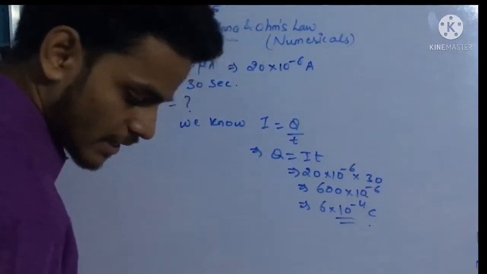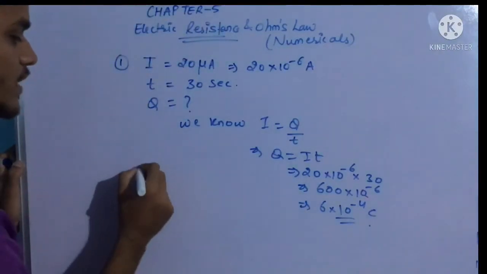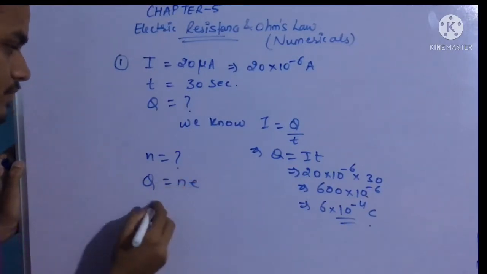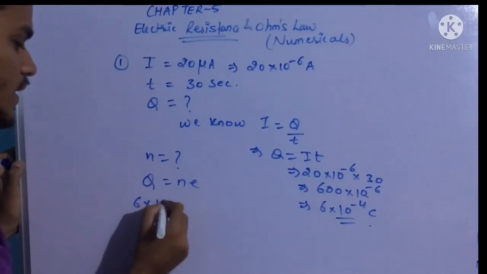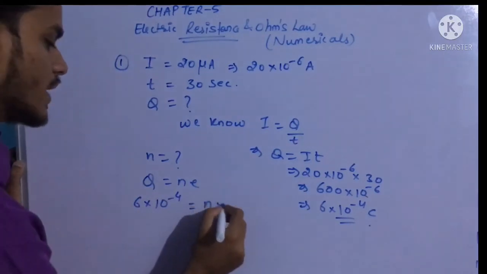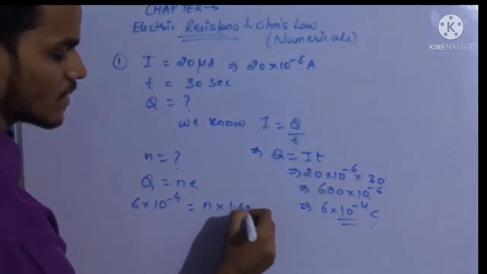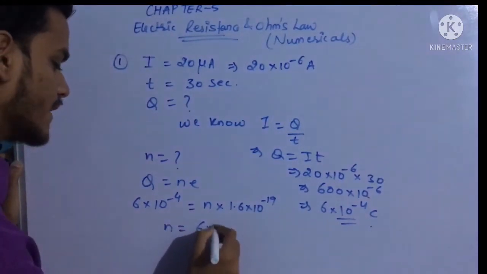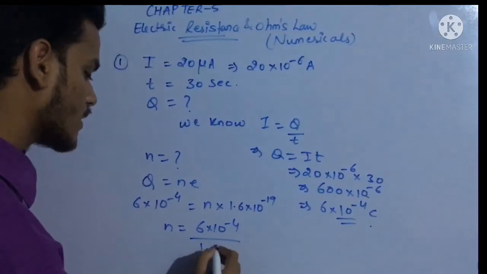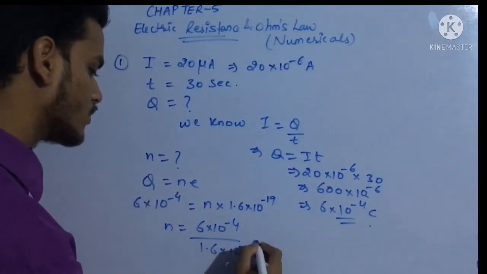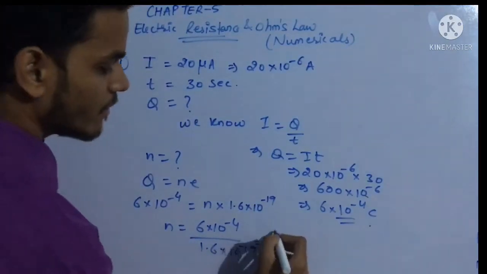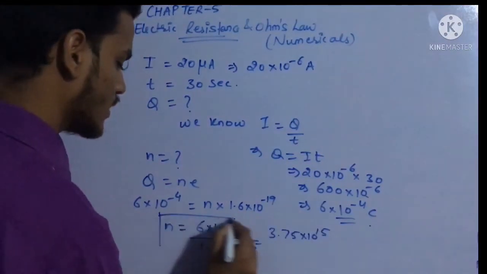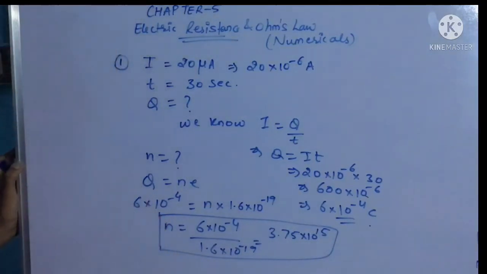In the second part, we have to find the number of free electrons, which means we have to find N. So we have another formula, Q is equal to Ne. Putting the values, 6 into 10 to the power minus 4 is equal to N into the charge on one electron, which is 1.6 into 10 to the power minus 19 coulomb. So finally, on solving this on the calculator, we get 3.75 into 10 to the power 15. So this is the number of free electrons we got.